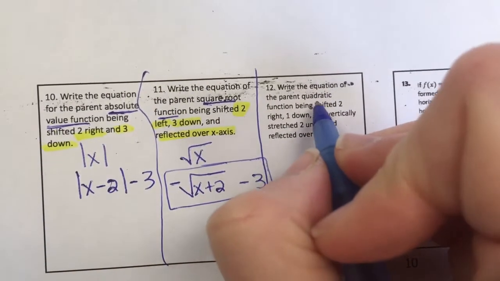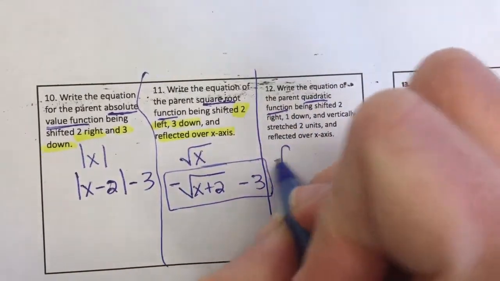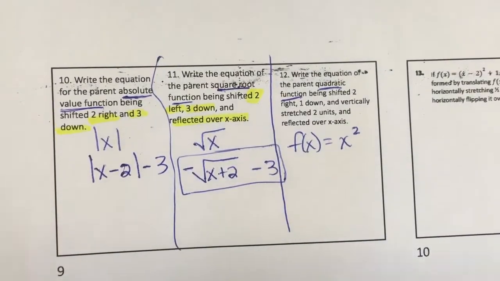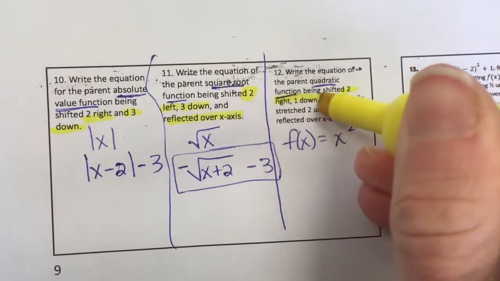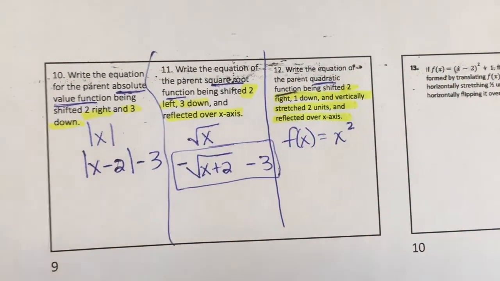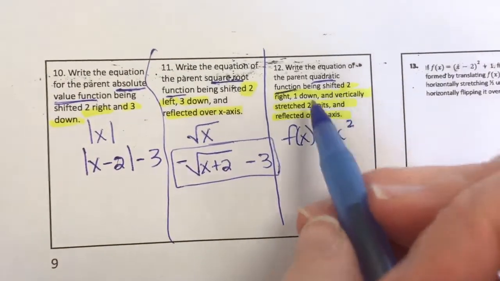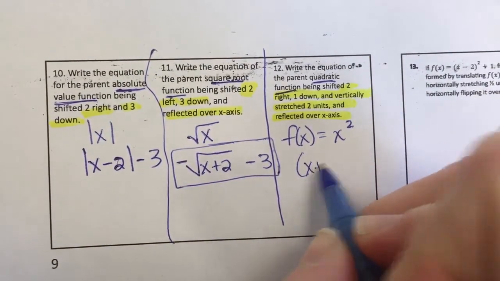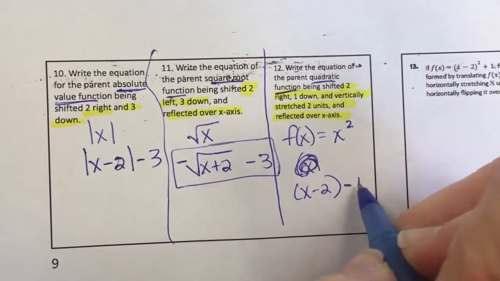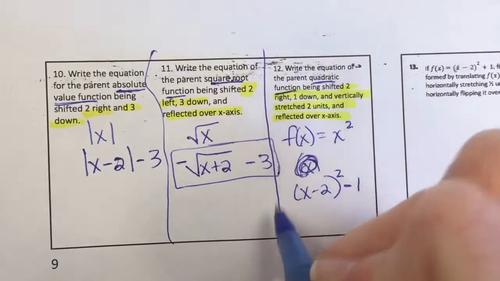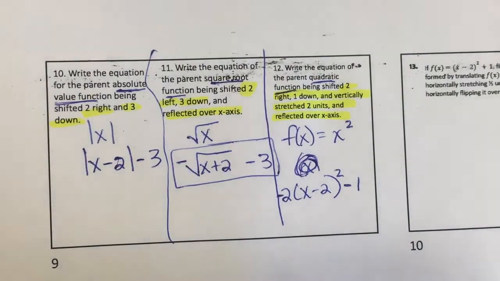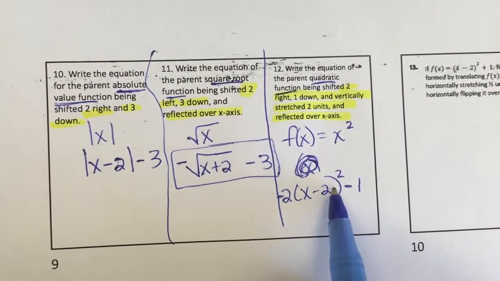Number 12, write the equation of the parent quadratic function. So the quadratic function is x squared. For this one, we want to go 2 right, 1 down, a vertical stretch of 2, and reflect over the x-axis. So 4 things happening on that one. So 2 right would be x minus 2 on the inside, down 1. Vertical stretch of 2 would be in the front, and reflect over the x-axis would also be in the front. So -2, parentheses, x minus 2 squared minus 1.